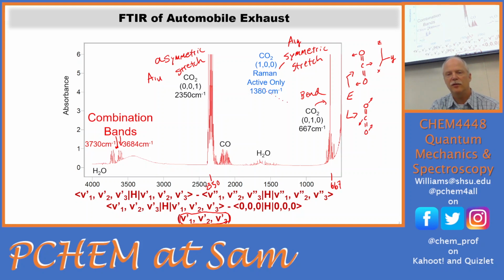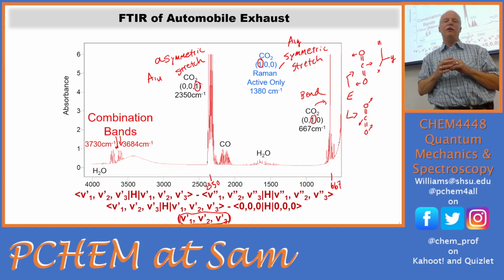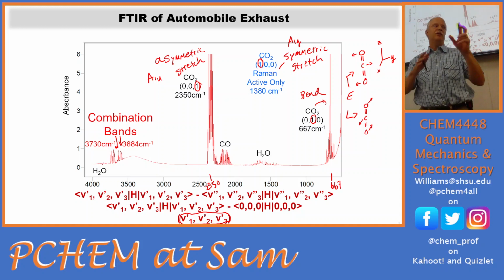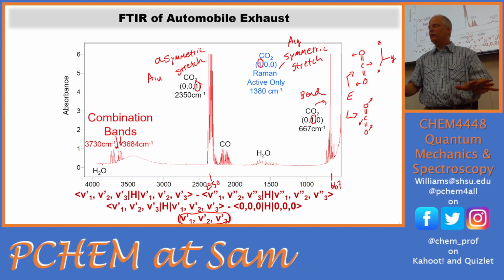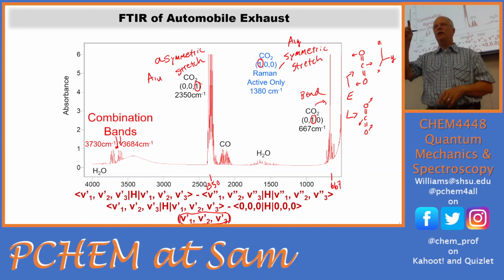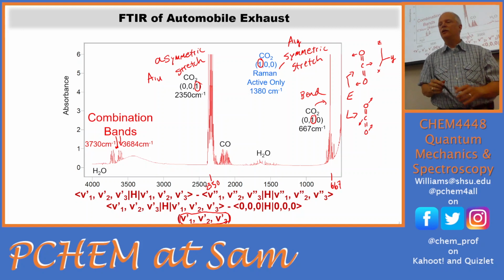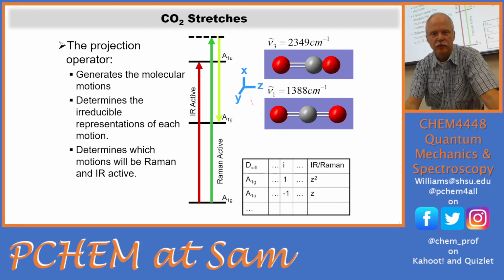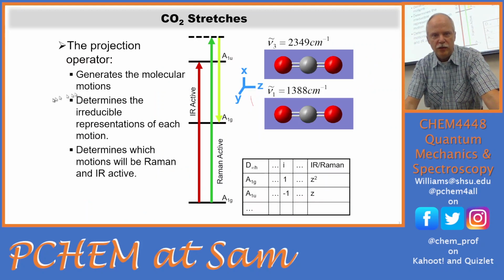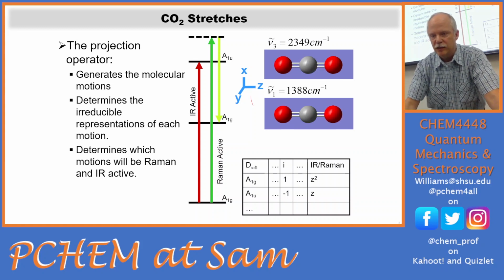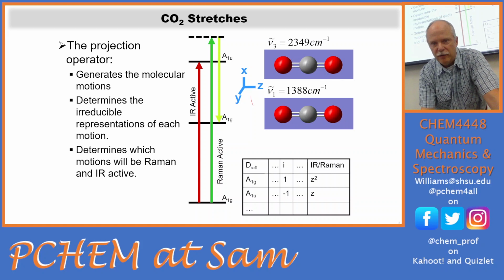Now, these three are fundamentals. You see, they just have a single excitation in one of those quantum states. So these three are fundamentals, and a fundamental is different than a combination band. A combination band has got multiple changes in quantum numbers. It starts at 0, 0, 0, but it goes up, say, 1 unit here and 2 units there in different vibrations. So let's look at what those fundamentals are. So here's the CO2 stretches. So the asymmetric stretch is on top and the symmetric stretch is on bottom.